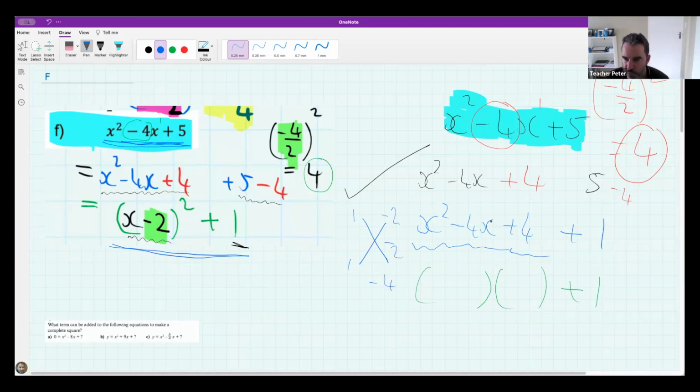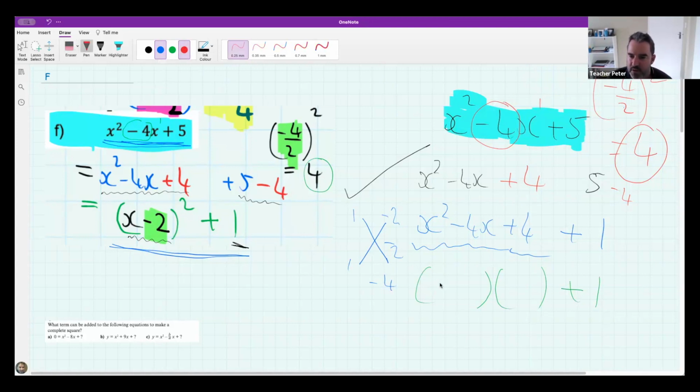Where did I get the 4 from? Okay, I took the number in front of the x and I divided it by 2 and I got minus 2. But then when I had minus 2, I squared that to get 4. So minus 2 times minus 2 is 4.